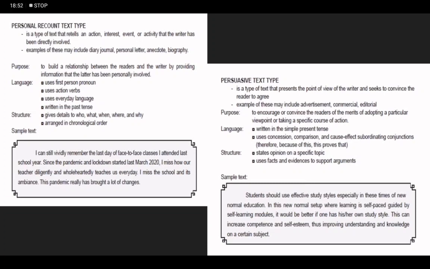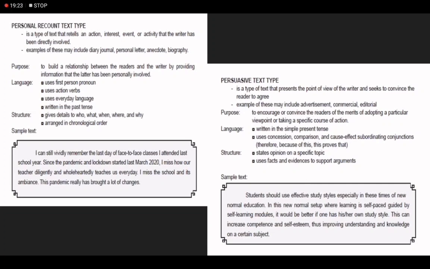Persuasive text type is the next one that we would like to discuss, and this is a type of text that presents the point of view of the writer and seeks to convince the reader to agree. Example of these may include advertisement, commercial, editorial, and its purpose? To convince. From the word itself, its purpose is to convince, to persuade, to encourage the readers of the merits of adopting a particular viewpoint or taking a specific course of action.